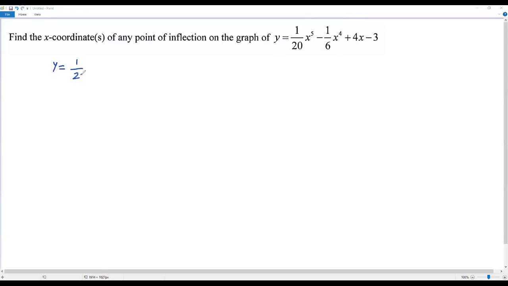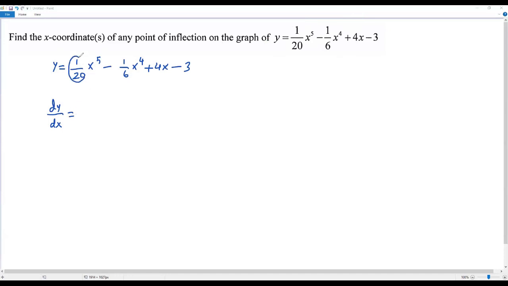Let me write the given function as y equals 1/20 times x to the fifth power, negative 1/6 times x to the fourth power, positive 4x, negative 3. Now let me find the first derivative of this. I'm going to find the derivative on both sides with respect to x, because y is a function of x. So when I find the derivative of y with respect to x, I'm getting dy over dx.